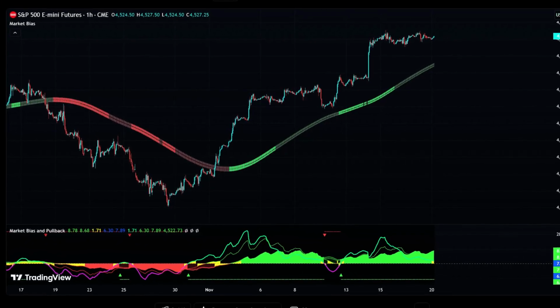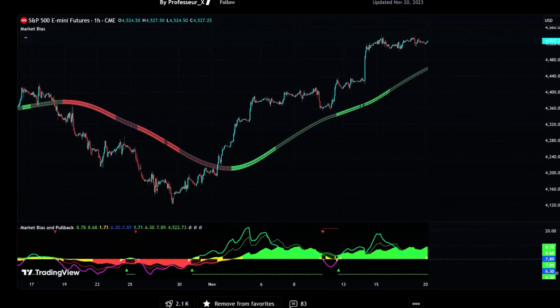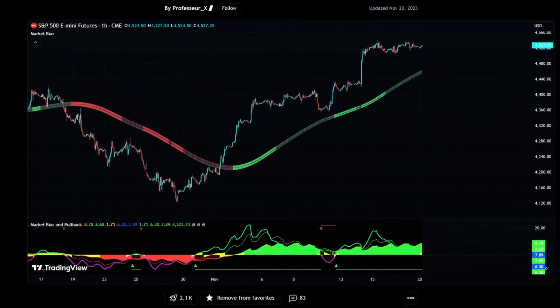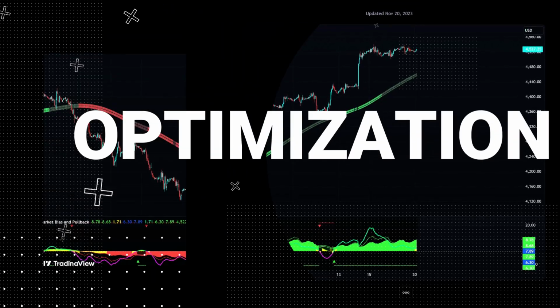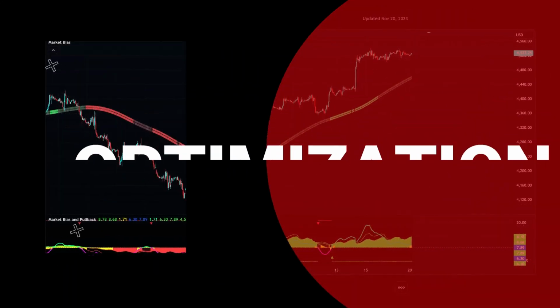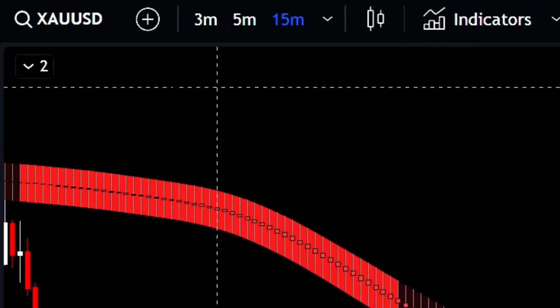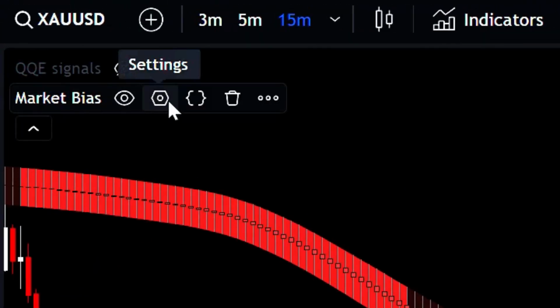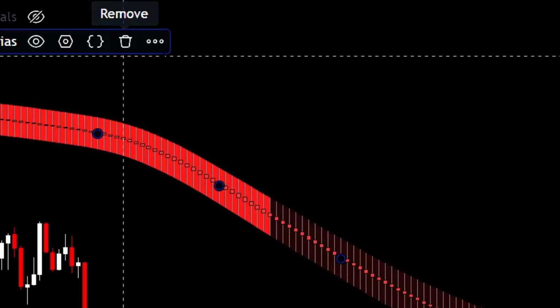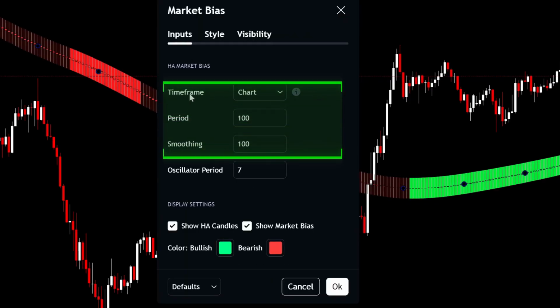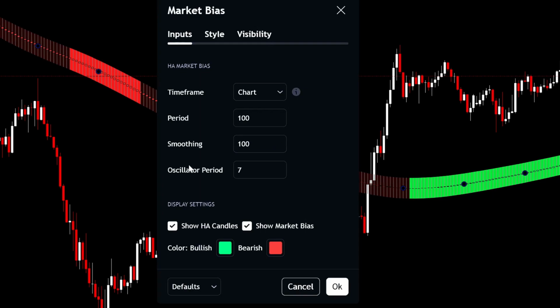Okay, so we've added the market bias indicator, and just like with the QQE signal, we want to optimize it for this specific strategy. Let's dive into the settings. So in the inputs tab, we're going to keep the time frame, period, and smoothing settings as they are by default. No need to change those. The key adjustment we're going to make is the oscillator period. We're going to change that to 6. This will fine-tune the indicator's sensitivity to price movement.